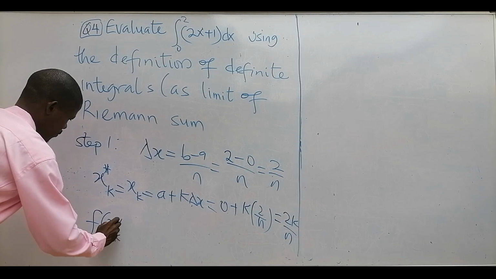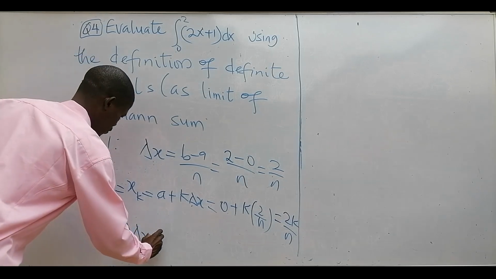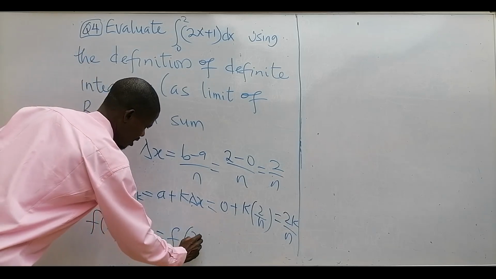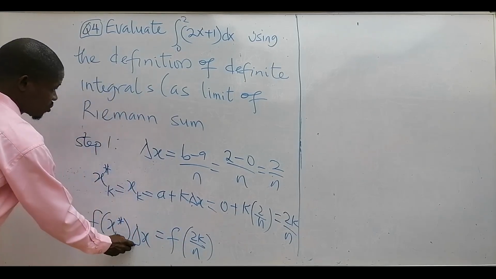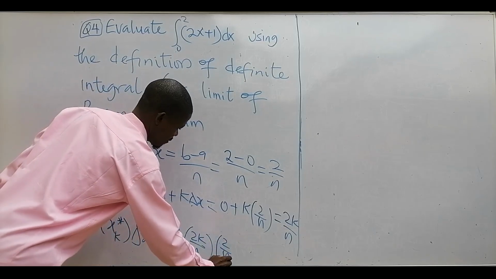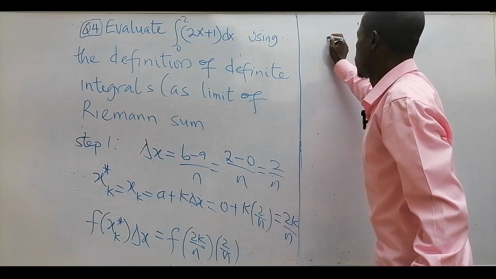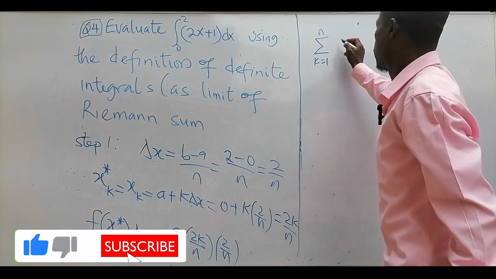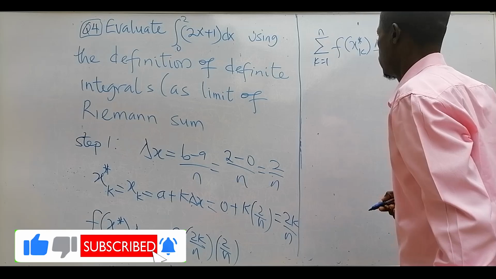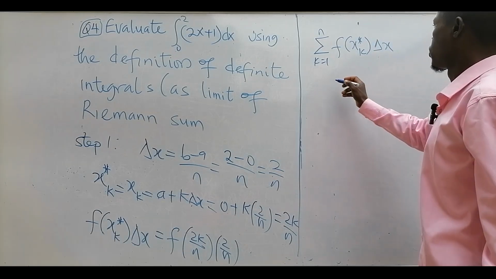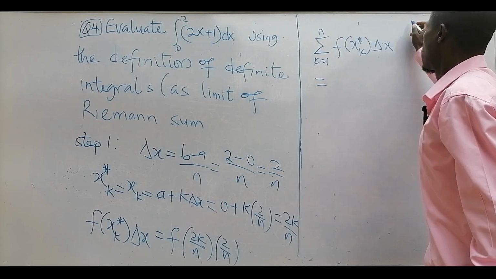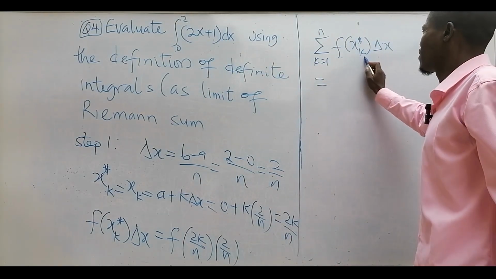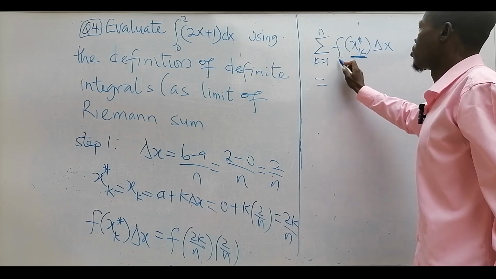We can get this to be equal to f of, we have the value of this, that's 2k over n. Then we have this one as 2 over n. And we have the formula, sigma from k equal to 1 to n of this. So let's plug that in. Don't forget your function is 2x plus 1, so f of this. You are substituting this into your function.